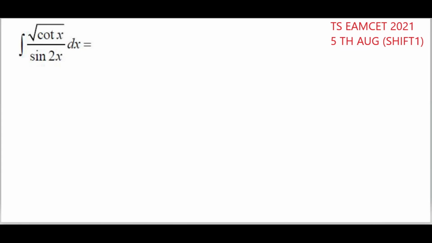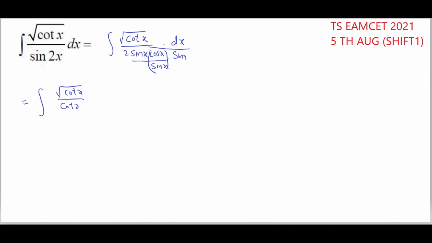Integration of √(cot x) / sin 2x dx, that is equal to the integration of √(cot x) / (2 sin x cos x) dx. So multiplying and dividing by sin x in the denominator, sin x into sin x, that is equal to the integration of √(cot x) into, here cos x by sin x, this value is cot x, into 2 sin x into sin x, that is 1 by 2 sin² x dx.